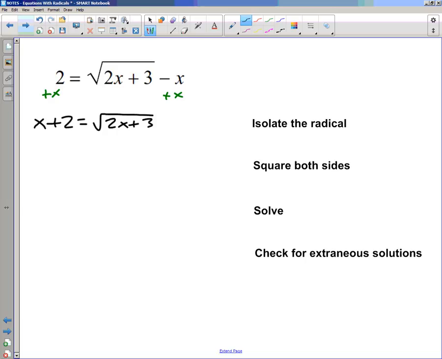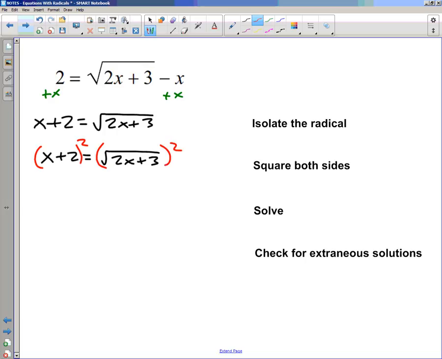And now we have the radical isolated. It's by itself on one side of the equation. In my next step, I am going to square both sides. Let me rewrite this. Now, when we square both sides, we need to square both sides. It is not correct to just square everything in the equation.